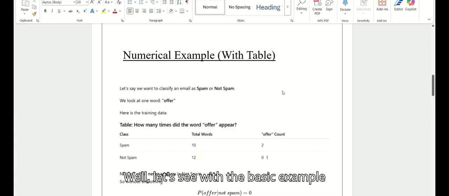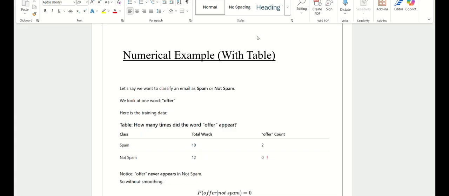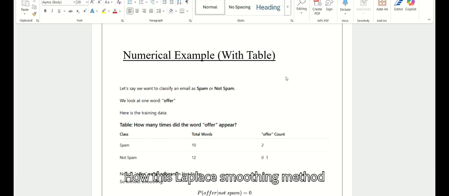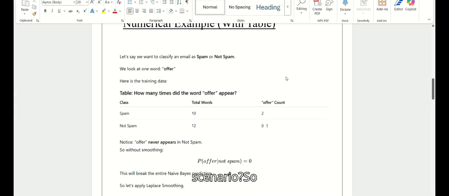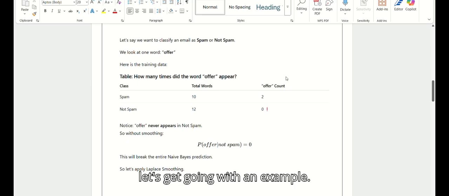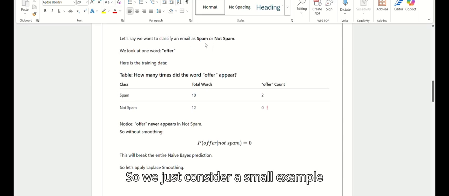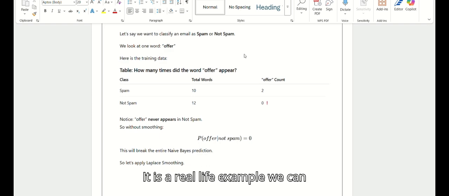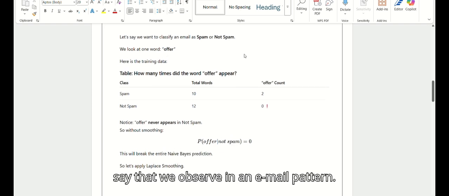Well, let's see with a basic example how this Laplace smoothing method affects and impacts the scenario. So let's get going with an example. We just consider a small example like spam or not spam. It is a real life example we can say that we observe in an email pattern.